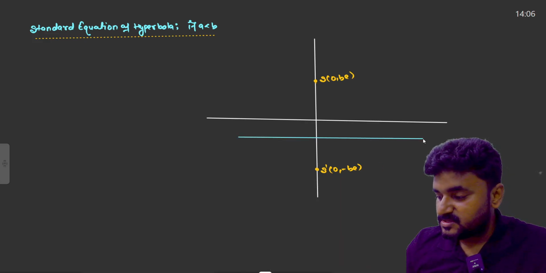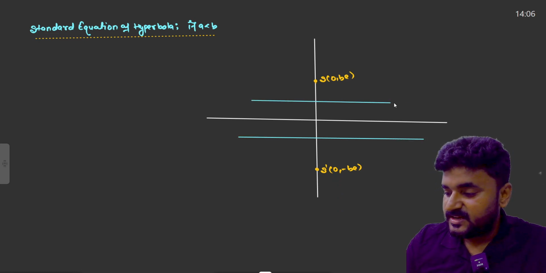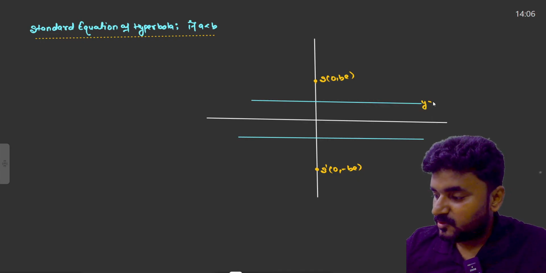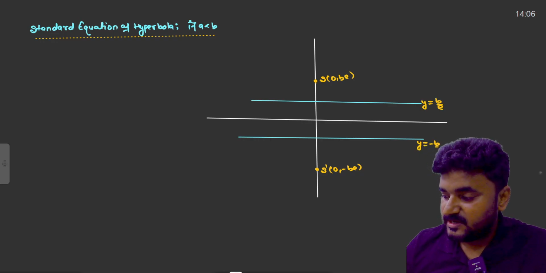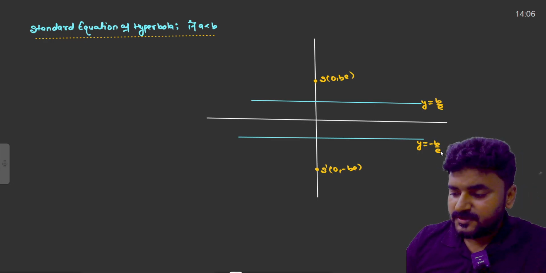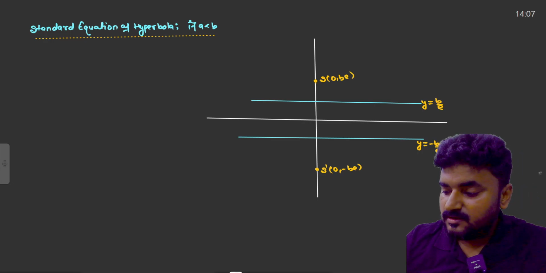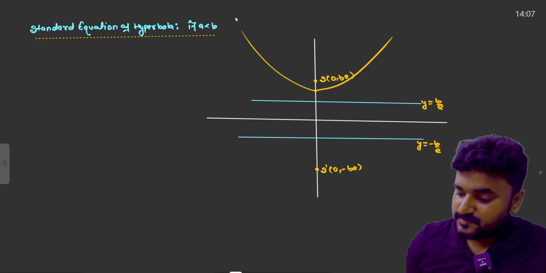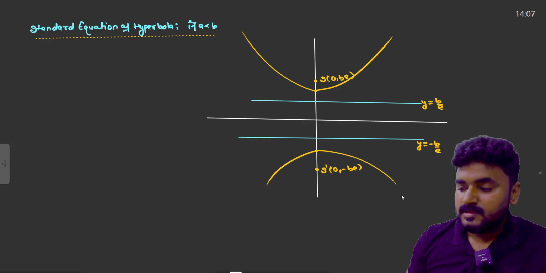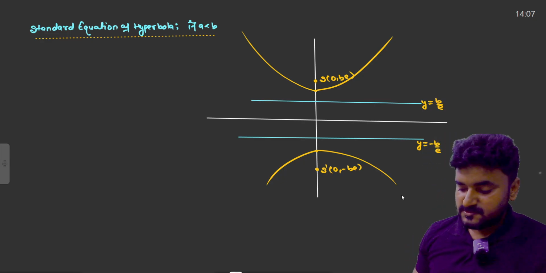Just suppose this is the two lines, this is the directrix y equals b by e, and y equals minus b by e. I took these two directrices. After that I will try to make the hyperbola. So now first I am making the hyperbola like this. This is the hyperbola, just suppose.